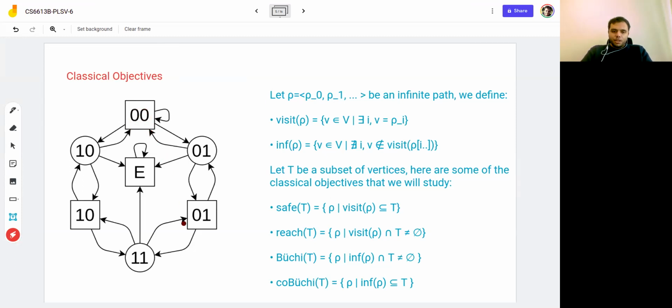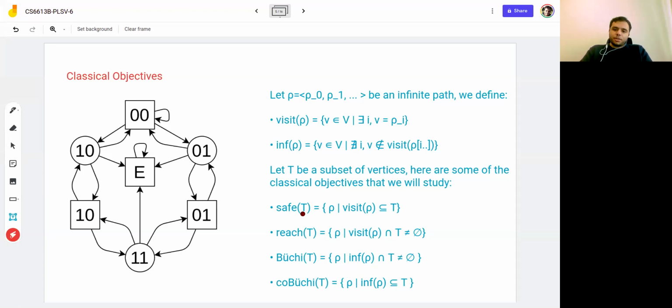But if you're the square player and the game starts from this vertex, what happens? That's also very similar. The thing that happens is that the other player can directly just go to the error state, and then you cannot achieve this goal. So the safety objective basically says that you always remain in a designated set of safe states, which is the set T.